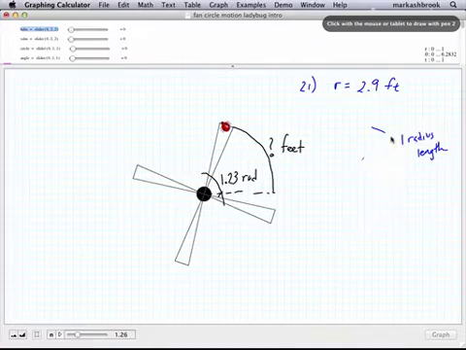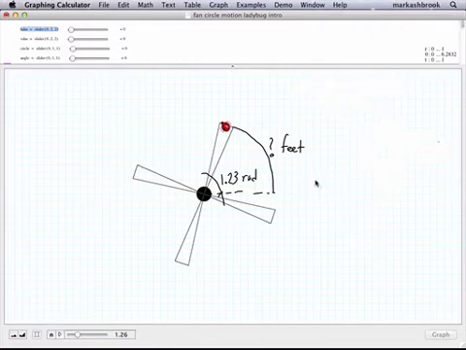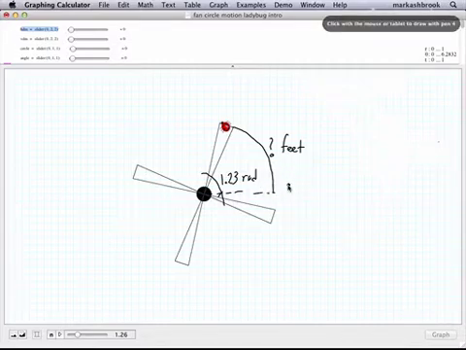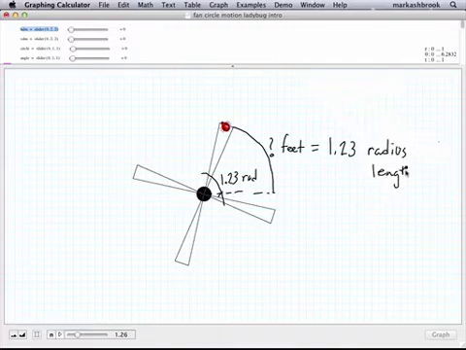Tell me, what does 1.23 radians mean? It's the amount of times that the radius has been traced upon the outside of the circle. Right, exactly. So it means that this arc length right here is how many radius lengths? 1.23 radius lengths. If you measured the arc that the bug traveled in terms of the radius, it would have gone 1.23 radius lengths. That's what 1.23 radians means.